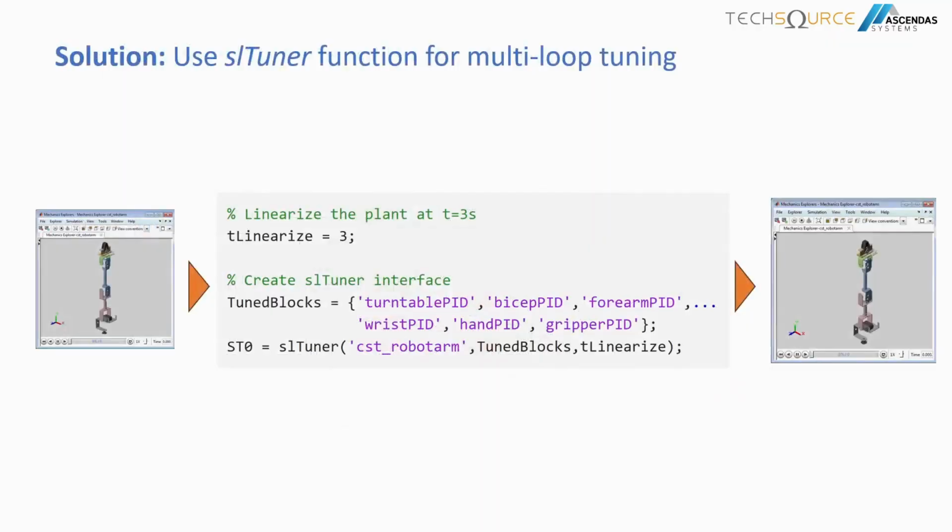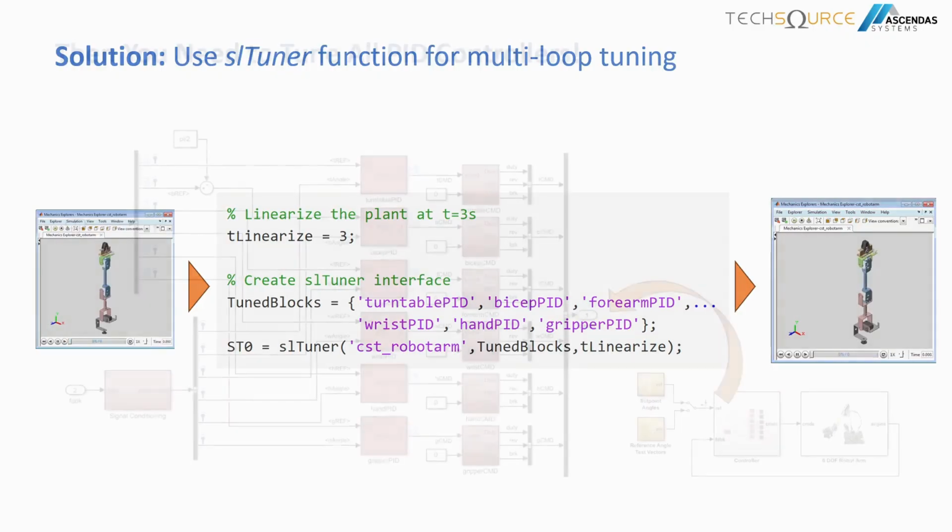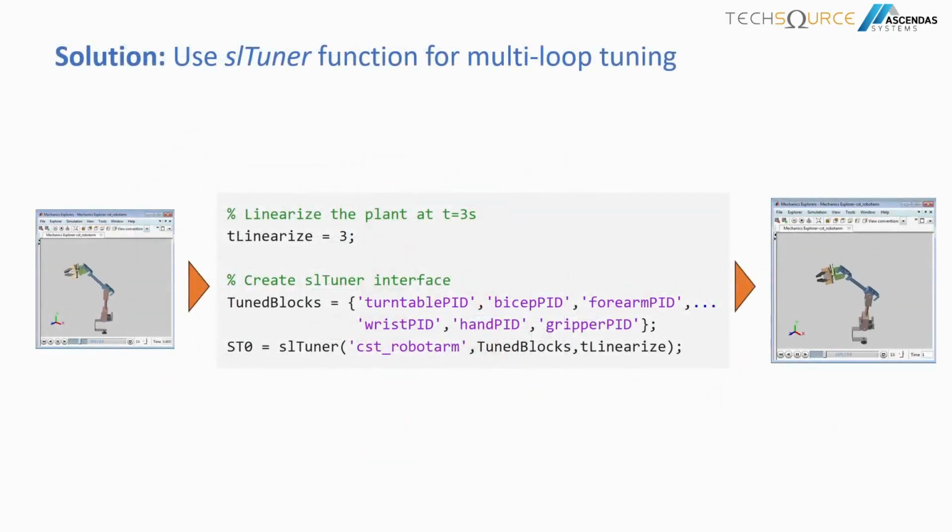Say hello to the SL tuner function, which can help you to tune everything at once and pick the right P, I, and D coefficients for you simultaneously. So if I replay the video, you will see that the robot is now way more agile than the previous way.